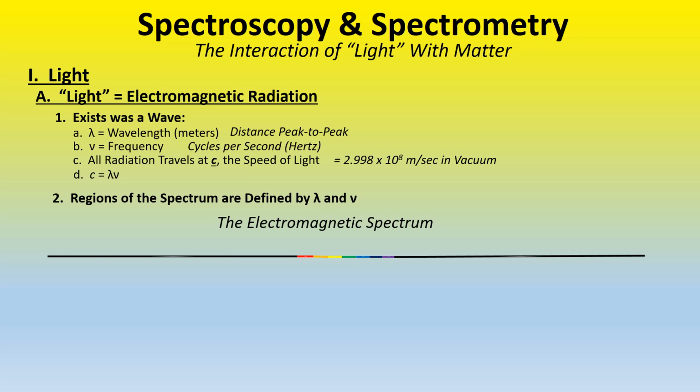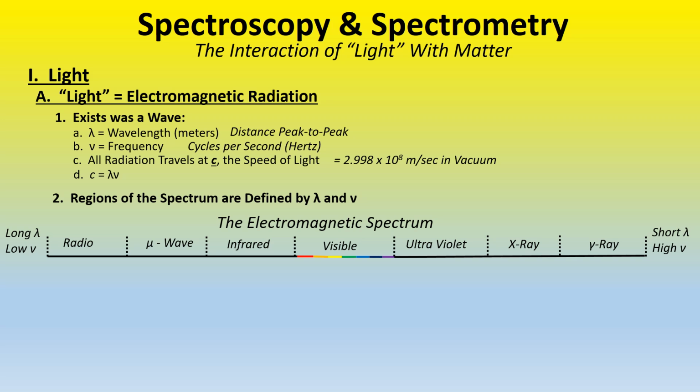The entire electromagnetic spectrum runs the gamut from radio waves through microwaves, infrared radiation, visible light, red, orange, yellow, green, blue, indigo, violet, ultraviolet, X-ray, and gamma ray. The longer wavelength, and therefore the lower frequency end of the spectrum, is the radio wave range. The highest frequency with the shortest wavelength is the gamma rays.